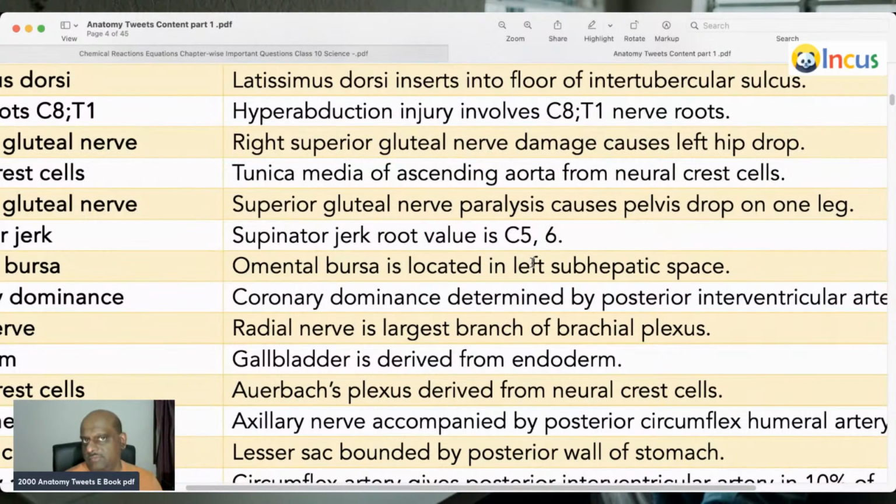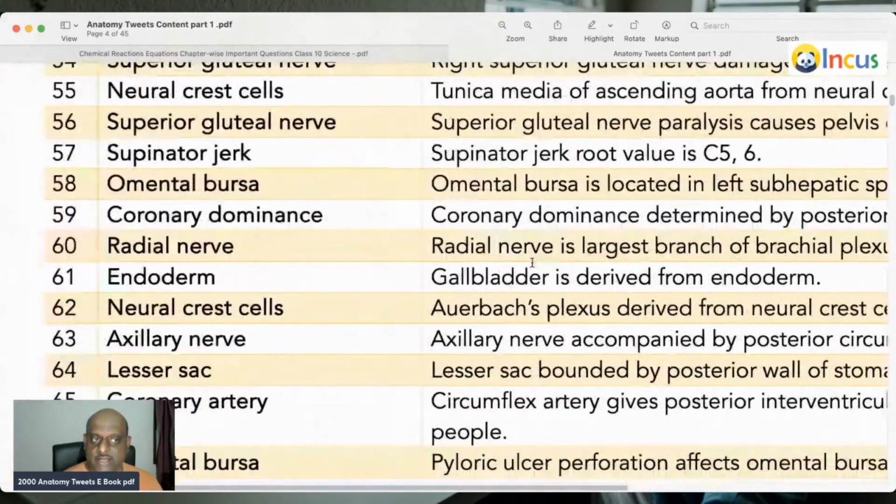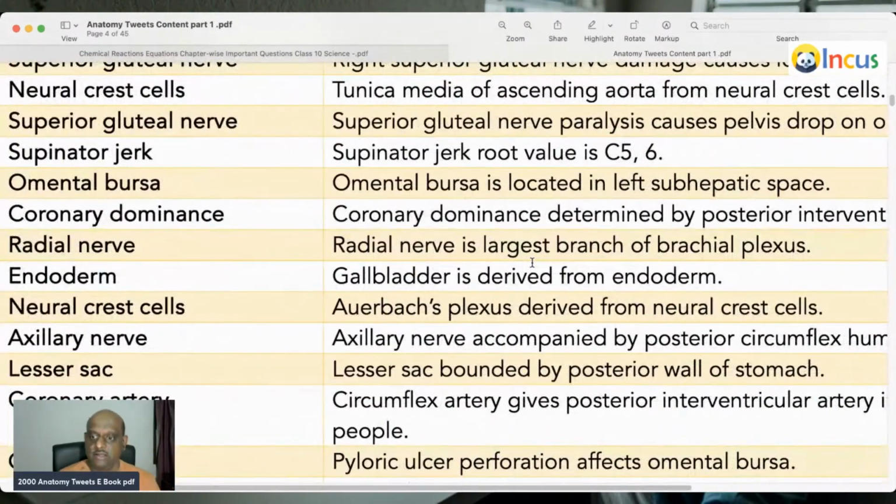Supinator jerk. What is the root value of supinator jerk? C5, C6 is the root value of supinator jerk. Like this, like a rapid fire, you should do the revision before the exam, doctor. So there are 2000 tweets which you should know when you go for the NEET PG exam.